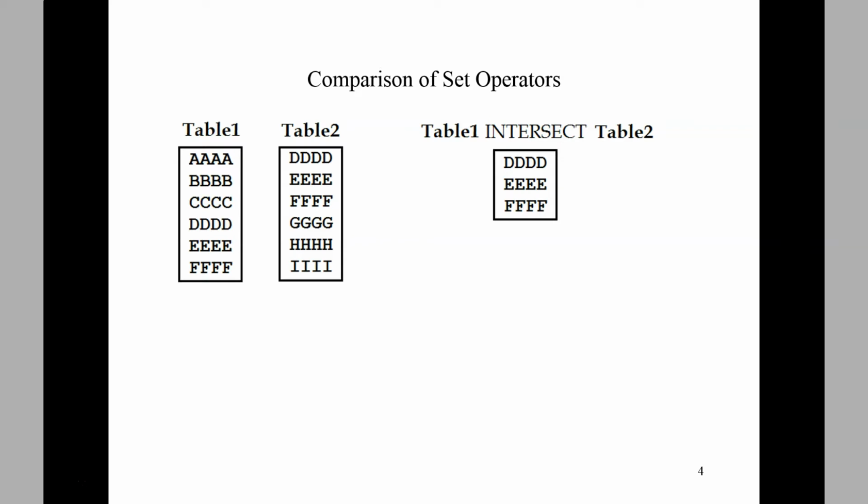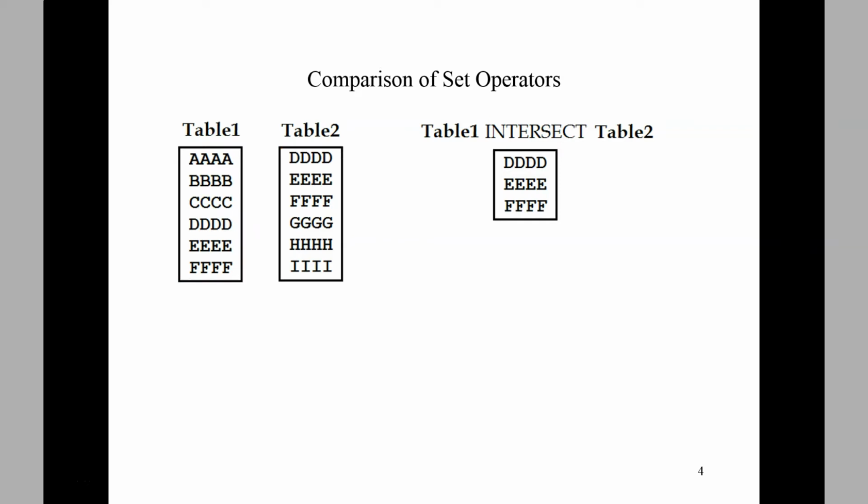So in our example here, one table or query block produces the set of rows that we see with the label table 1, and the other query block produces the set of rows with the label table 2. Notice that D, E, and F appear in both sets. Those are the only rows that will be present in the intersection.